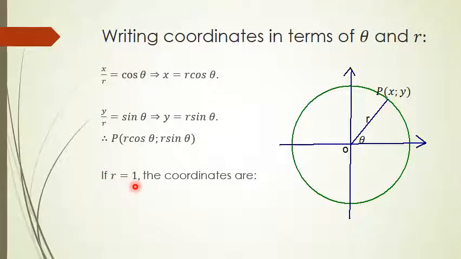Now, if r is equal to 1, the coordinates become simply (cos theta, sin theta), because that will be 1 multiplied by cos theta, which is cos theta, and 1 multiplied by sin theta, which is sin theta. Now we are ready to prove our first compound angle formula.